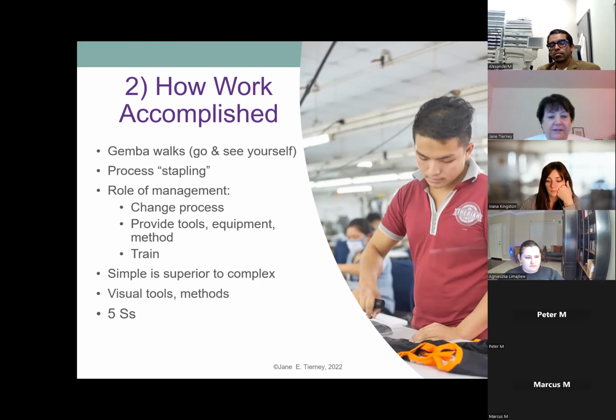And in the office, it's the same thing. The more you can train people to do different parts of the job.